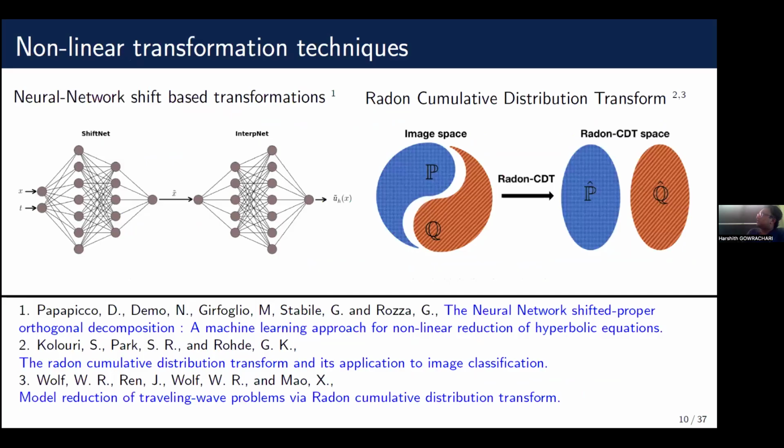Today I'm going to discuss these two nonlinear transformation techniques. One is neural network shifted POD, and another one is Radon Cumulative Transforms. The first one I'll discuss is neural network shifted POD, which is an extension of the shifted POD. My work is basically to complete this paper. This is only offline. I'm going to extend it to also include the online phase, to have both an offline and online workflow.